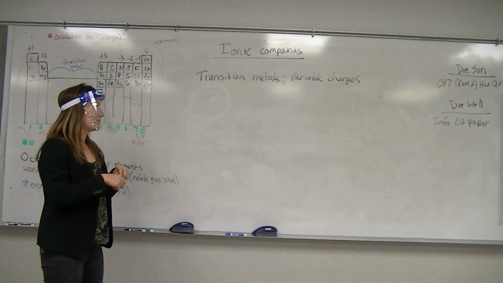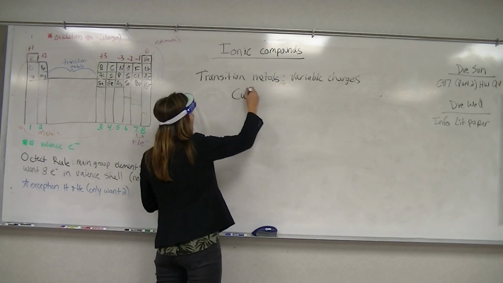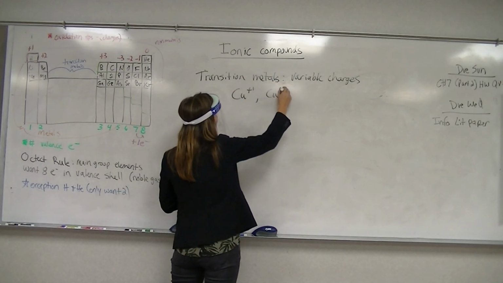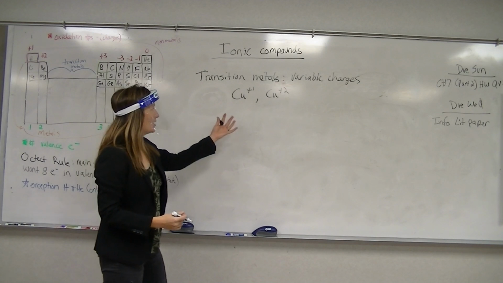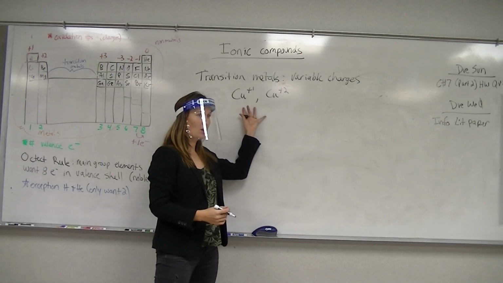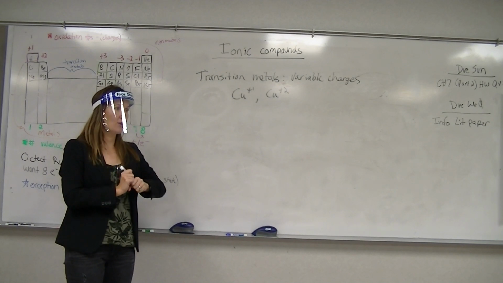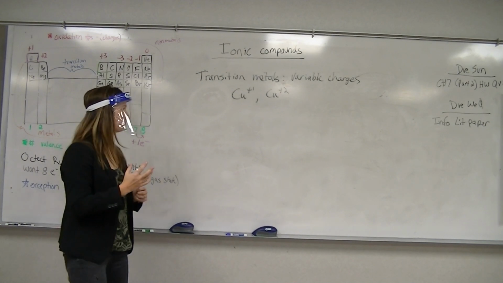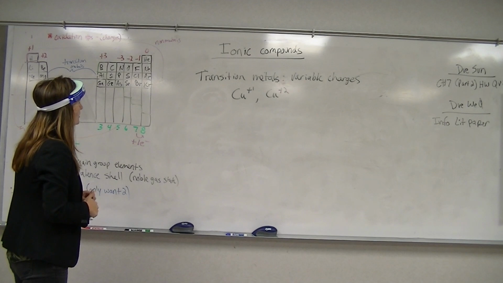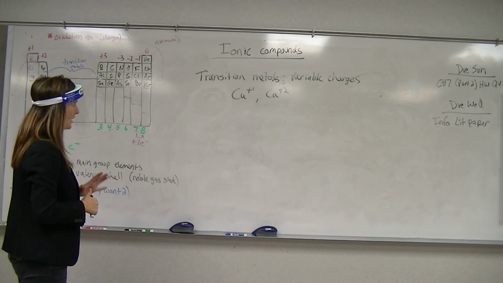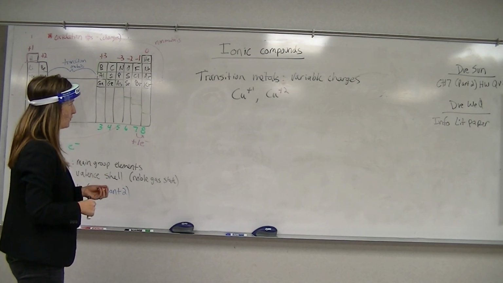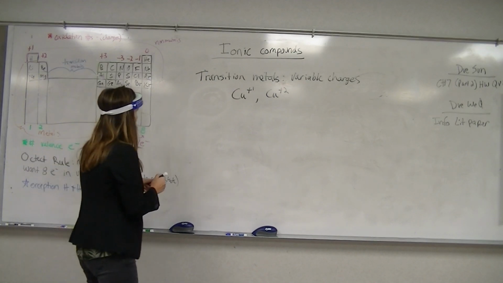But at the same time, for instance, copper I said could be a +1 or a +2. Looking at a chemical formula, there's no way of knowing which one unless you do what I call the reverse crisscross. So we're going to figure out the charge based off of the formula. Okay, so before we do that, we're going to use a formula to come up with a name.